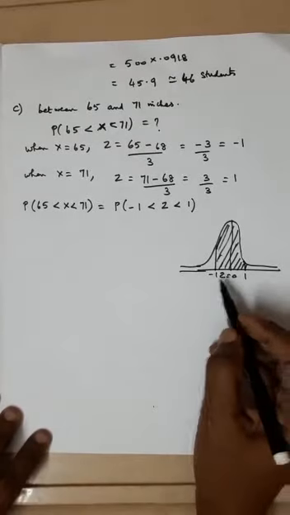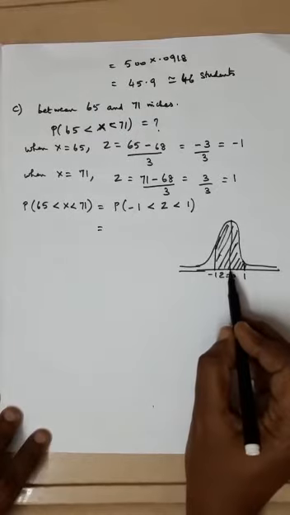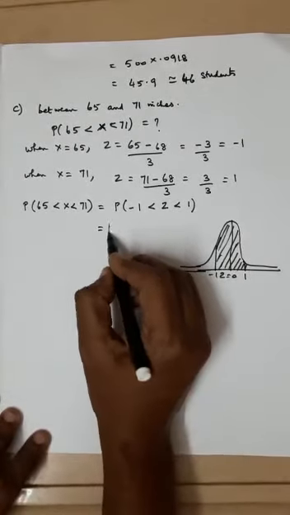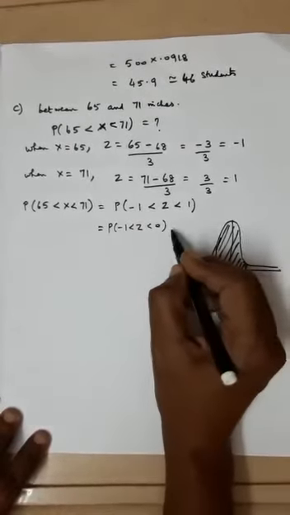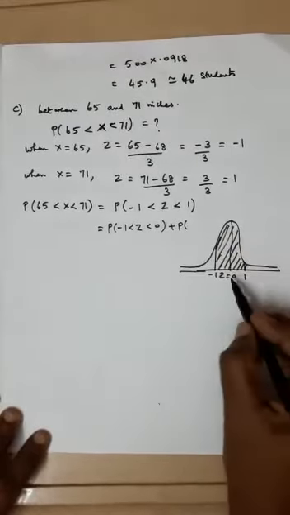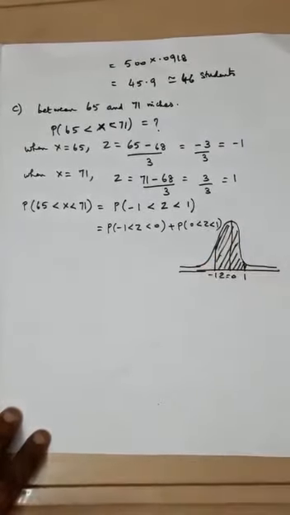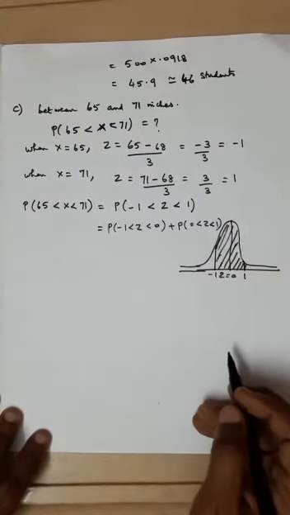So what shall we do? We can now split from minus 1 to 0 and then from 0 to 1. Is that okay? So this is nothing but probability of minus 1 less than Z less than 0 plus probability of 0 less than Z less than 1. Now minus 1 to 0 is symmetric to that of 0 to 1.